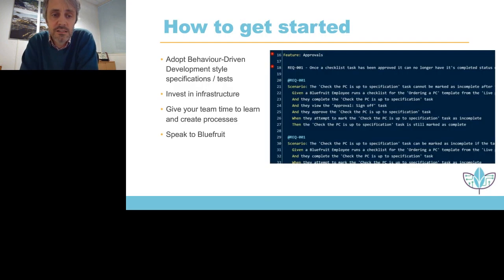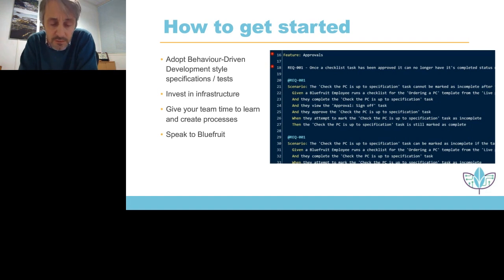So how to get started? Well, we definitely recommend starting by, if your team's not doing BDD already, then start adopting that without automation. So just starting to capture your specs and tests in this Gherkin format, given when then. There's an example there. Whether we're automating or not, we'll capture our tests that way, and that leaves the door open to automating later.